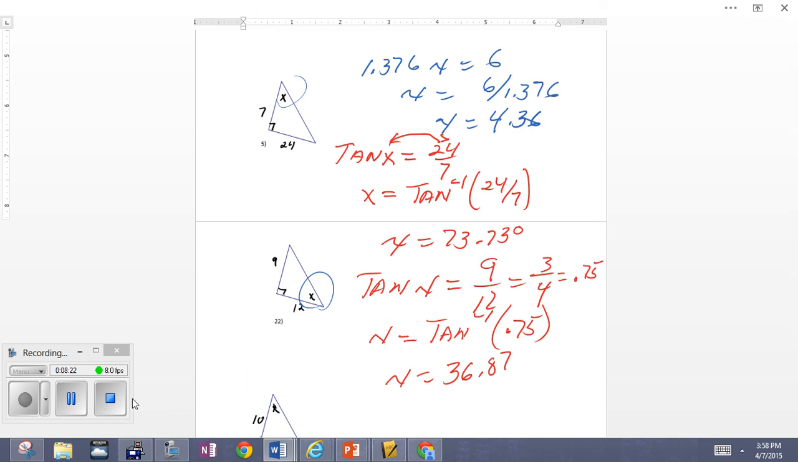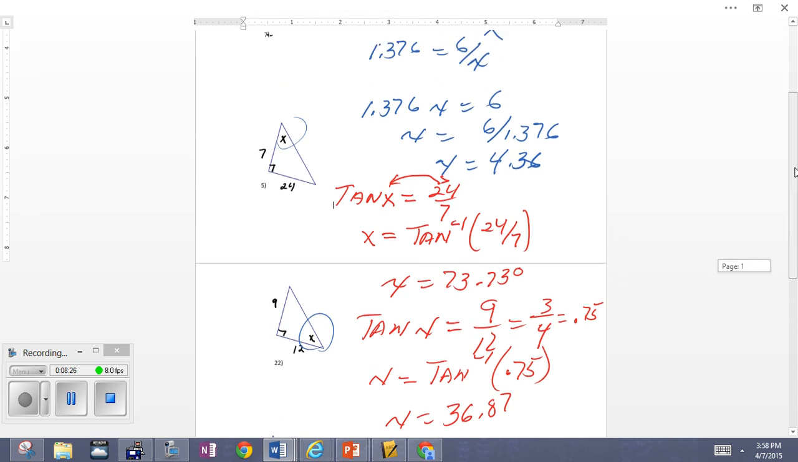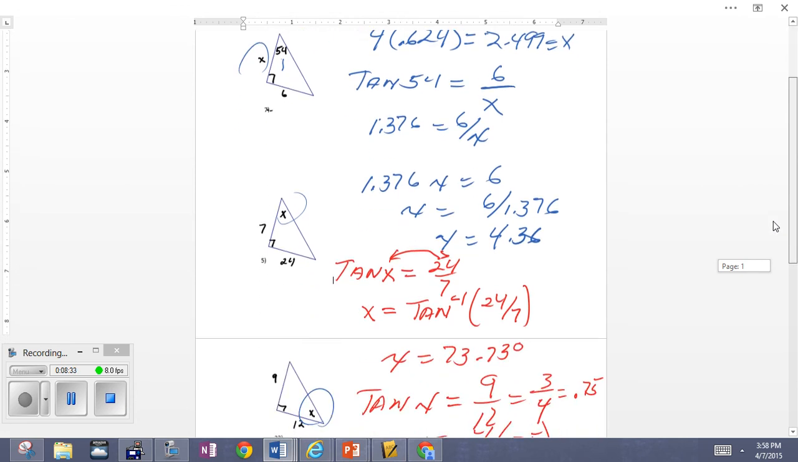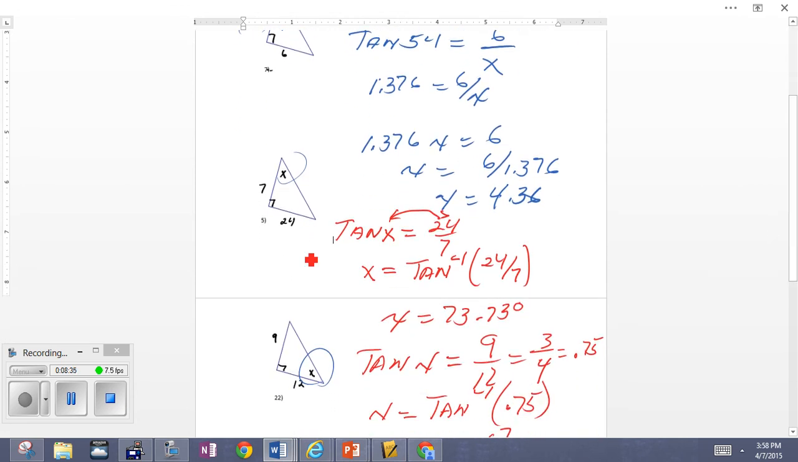So there you have it, using the tangent and the inverse tangent. The tangent finds a side when the angle is given. The inverse tangent finds an angle when the sides are given.